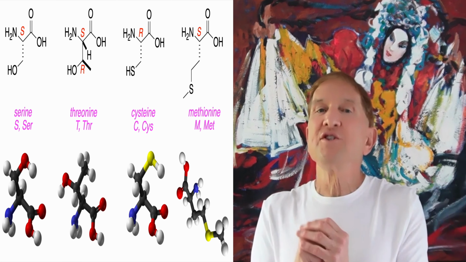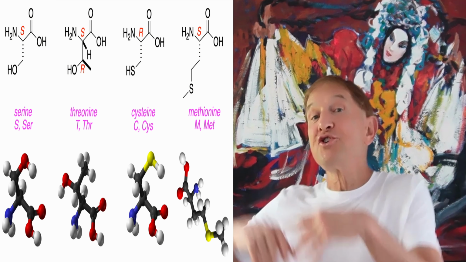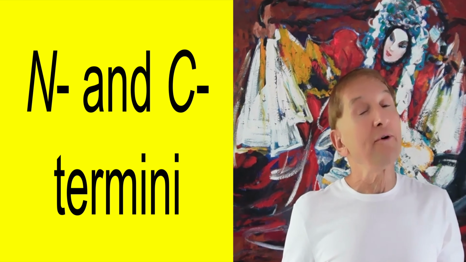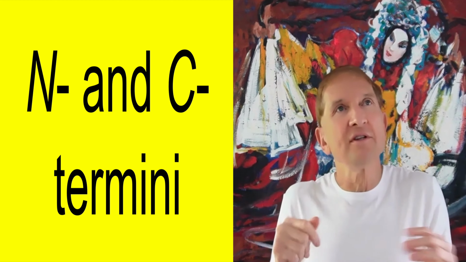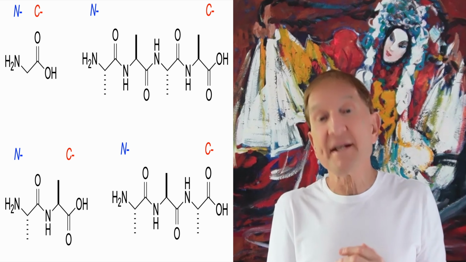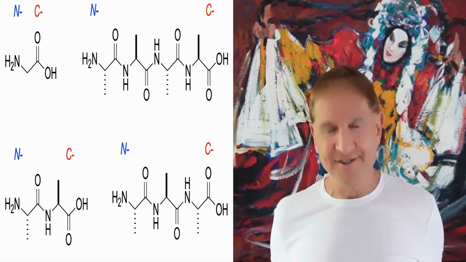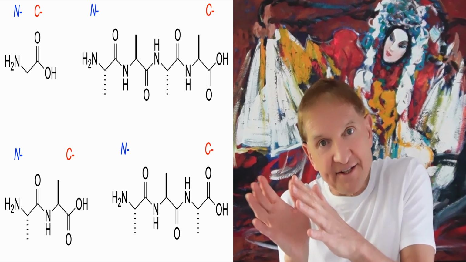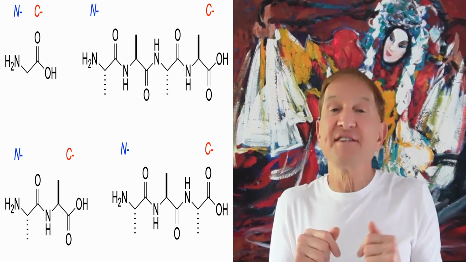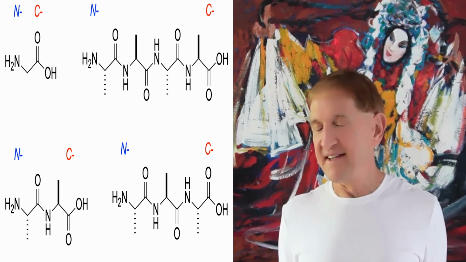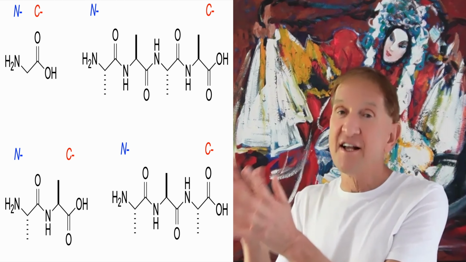Now you notice in all these structures, I've drawn the nitrogen on the left. That's convention, not just for amino acids, but for peptides too. It's a convention that's often broken because in some diagrams it's just a little bit clumsy to draw the nitrogen on the left, but that's the best way to do it if you have a choice. So drawing the nitrogen on the left always puts the N terminus on the left and the C terminus on the right. N and C termini, easy. The first amino group and the last acid.